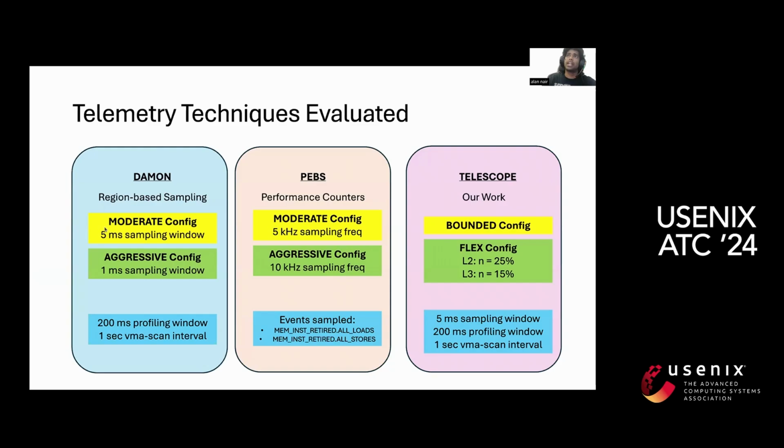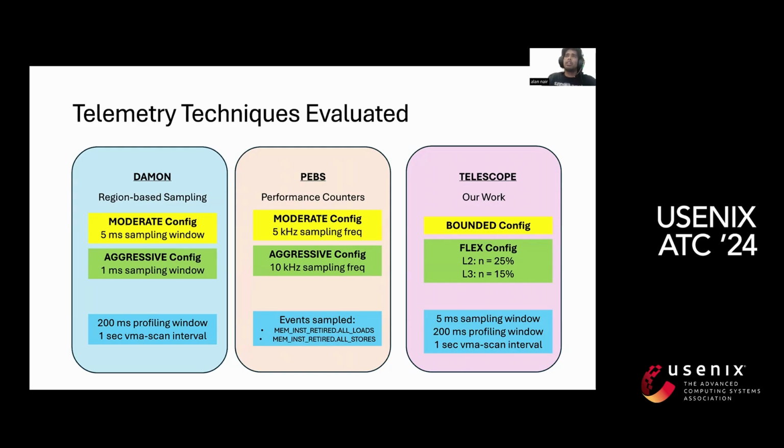Now let us look at how Telescope fares against the other state-of-the-art telemetry tools. We shall evaluate Telescope against Damon, which, as we saw, was a tool that does region-based sampling, and against Intel's processor event-based sampling, or PEBS, that uses performance counters. We adjust the sampling interval in Damon and the sampling frequency in PEBS to create moderate and aggressive configurations. Aggressive configuration is expected to have better convergence, but with higher resource utilization.